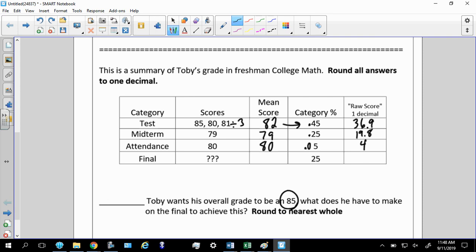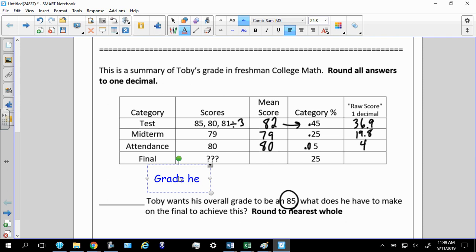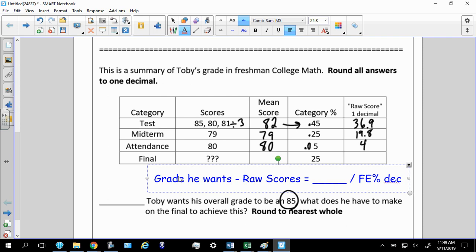Now, in class, when I was going over this, I gave you a relationship. I want to go ahead and get that relationship going one more time, and that is, first off, we start off with the grade he wants. Grade he wants, we're going to subtract the raw scores. We're going to get a number, and then we're going to divide that number by the final exam percentage as a decimal. All right? So this is the relationship.